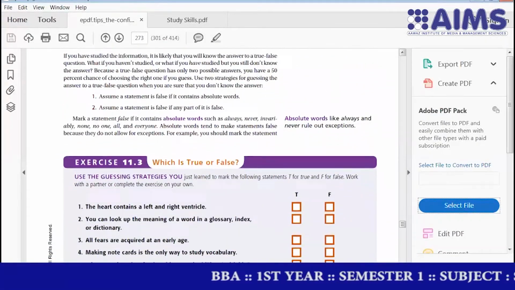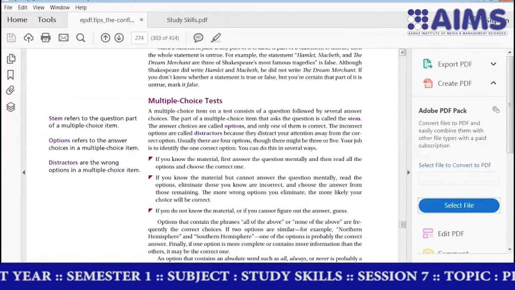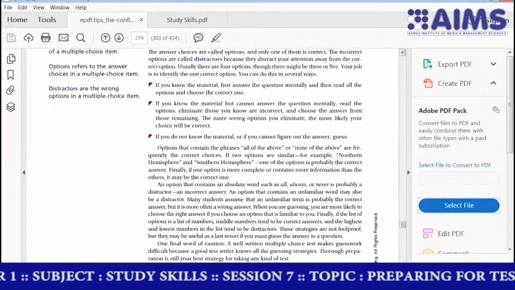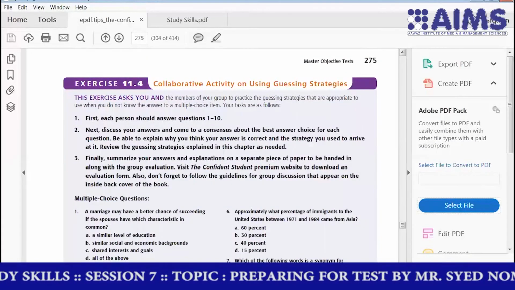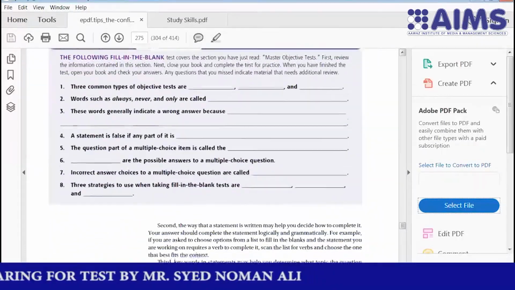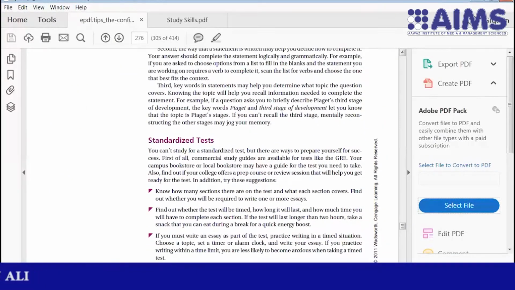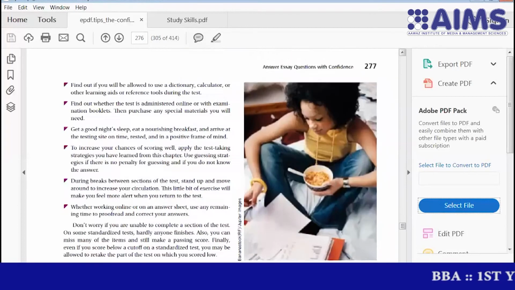So, true/false tests are there, and multiple choice questions are there. Various options are there, and you have to choose the best one. Fill in the blanks are there where you will answer it. These are the methods of tests, and there is the standardized test where descriptive answers are required.